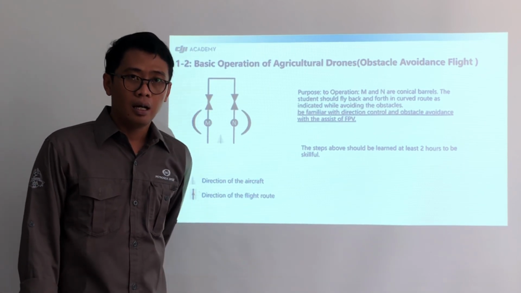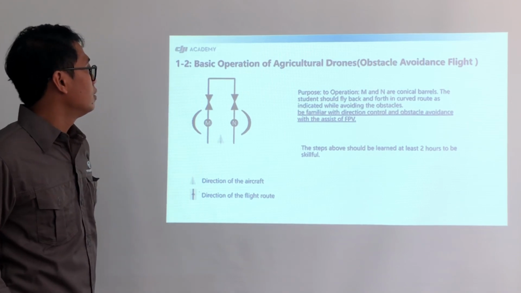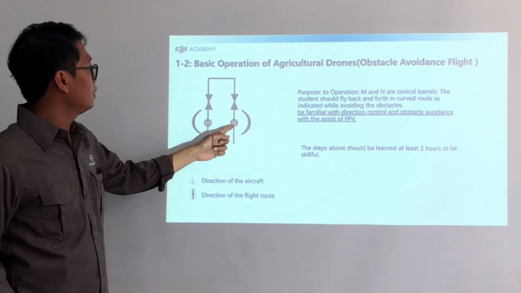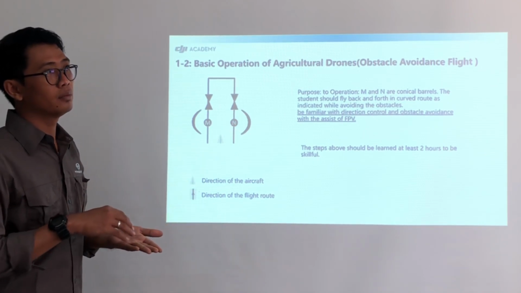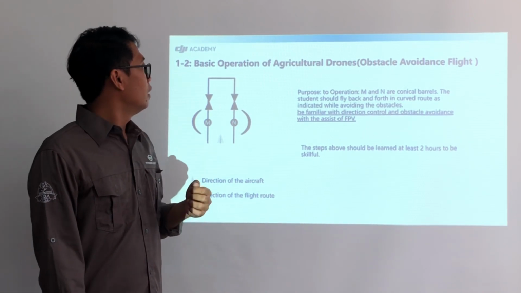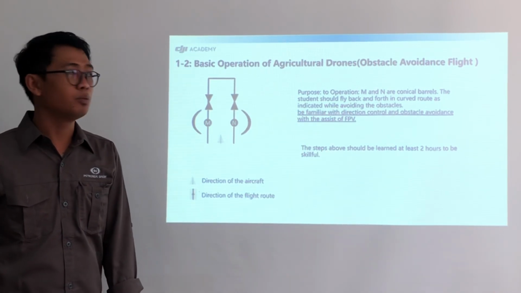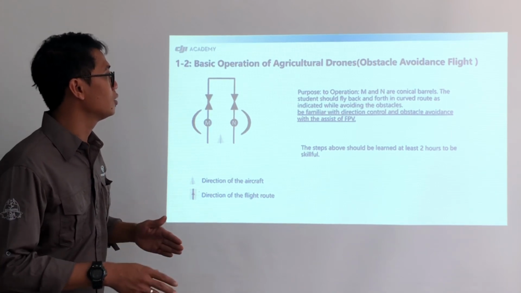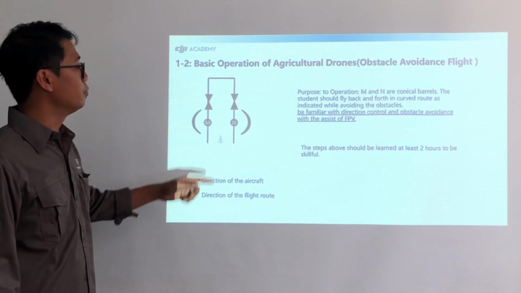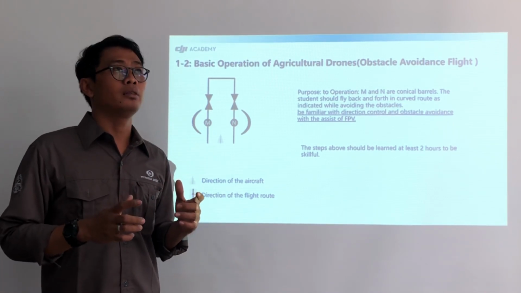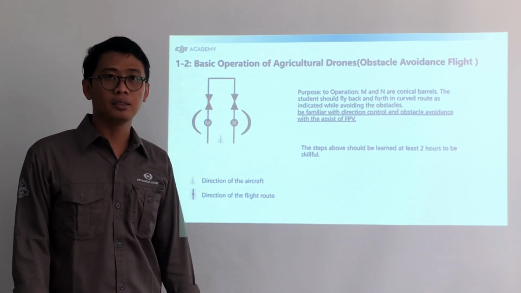Next is the obstacle avoidance flight. It means conical barrels are used as obstacles. The students should fly back and forth along a curved road as indicated while avoiding the obstacles, to become familiar with direction control and obstacle avoidance with the assistance of FPV. When we perform this, we can watch the drone and also watch the FPV in the remote control to help us control the drone.